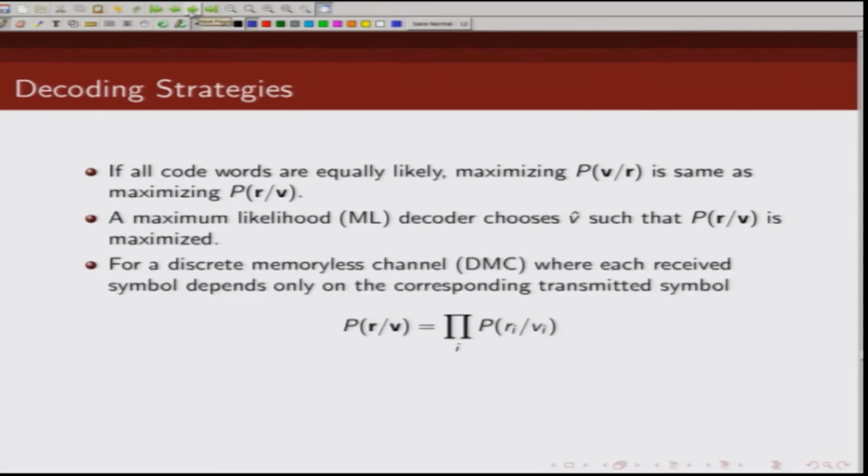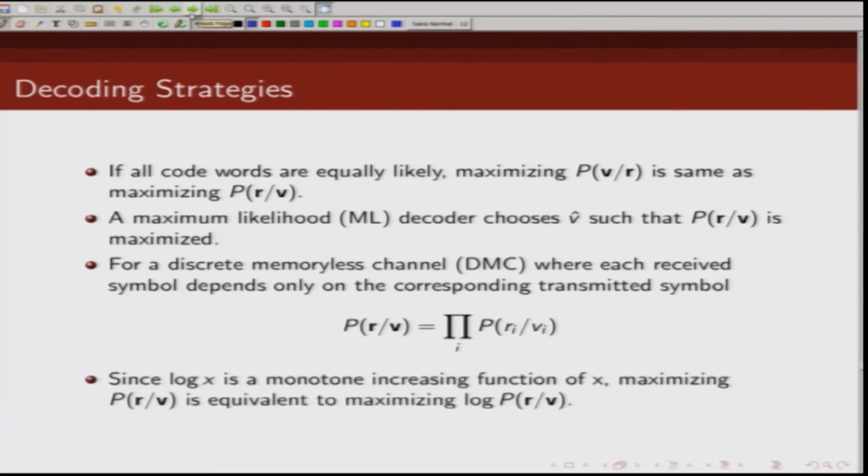Now, if we consider that our channel is a discrete memoryless channel, in other words, we can write the probability of the received sequence R given the transmitted sequence V as a product of these individual probabilities. If that happens, then we can further simplify our maximizing criteria.